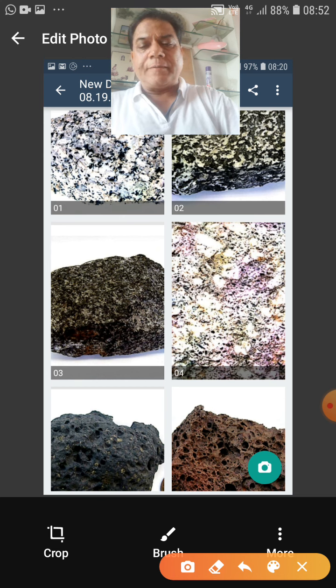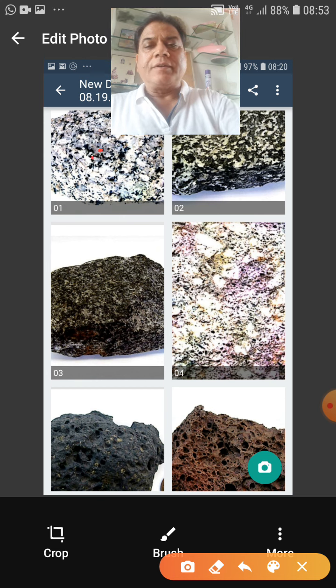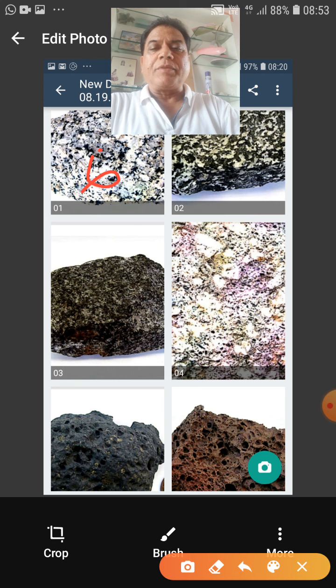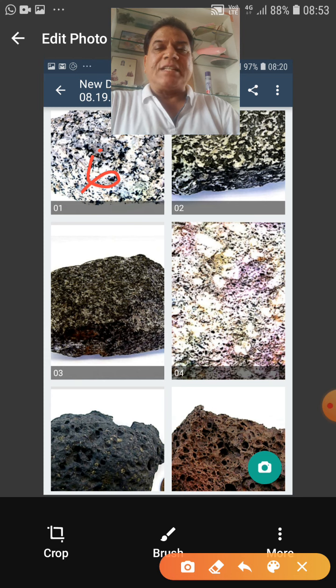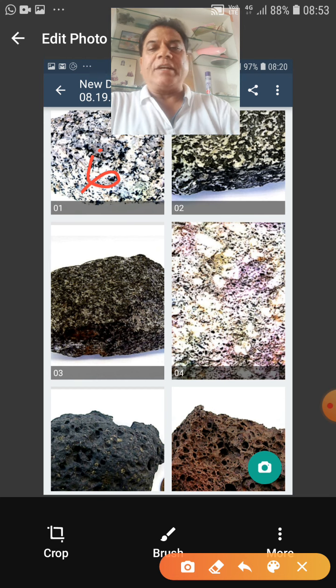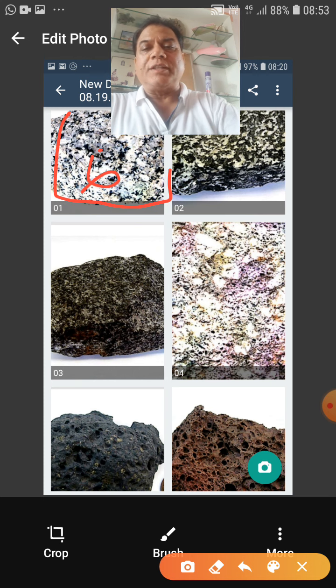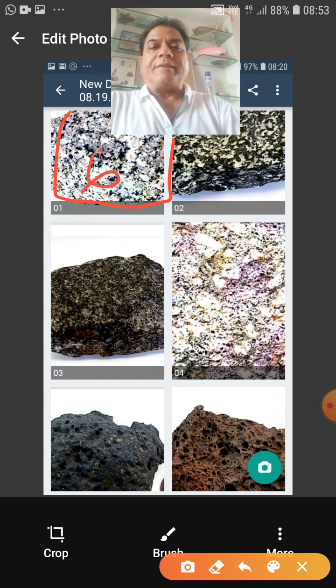Now this first rock, which I am marking here, is granite. To call a rock a granite, the essential requirement is that it should have hypidiomorphic or granitic texture. Granitic texture means grains are almost of the same size and they are of subhedral shape. That we can notice through and through in this sample. The second is the mineral composition.